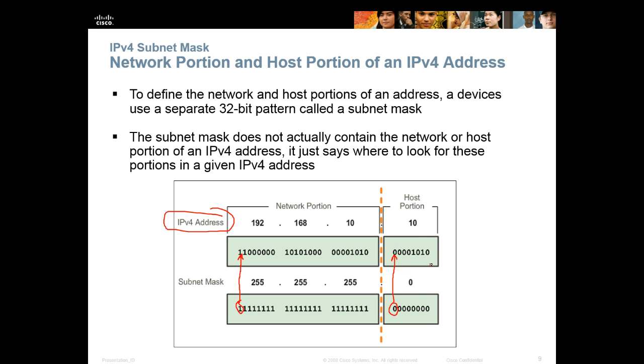We need to remember that the subnet mask itself is not an address. It's not something that's routable. It is just saying which of these bits are part of the network address and which of these bits are part of the host address. That's all it's telling us. In this particular example, the subnet mask is showing us that the first 3 octets are network octets, and the last octet is a host octet. So a very simple example.